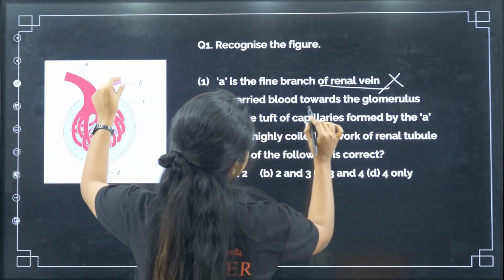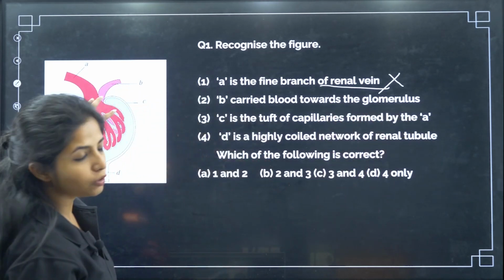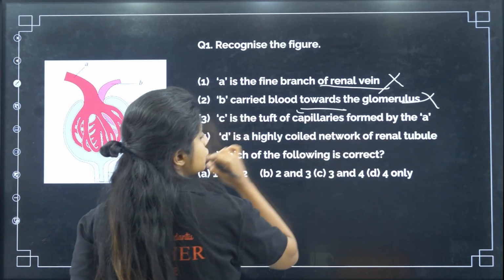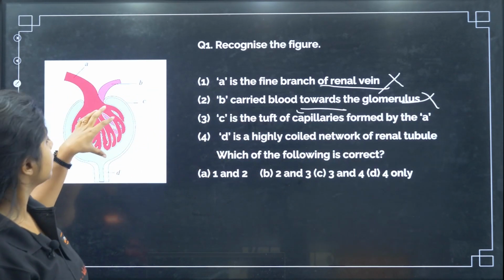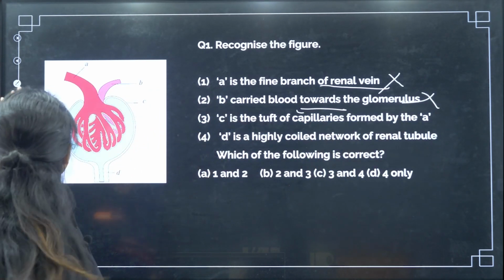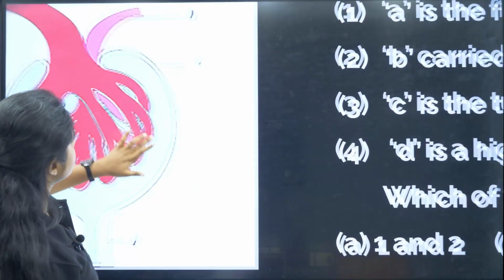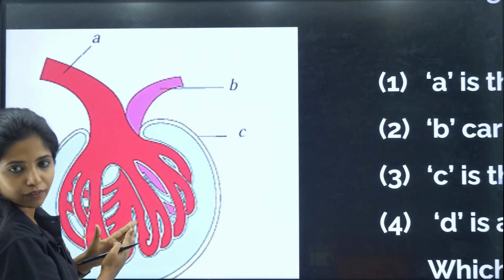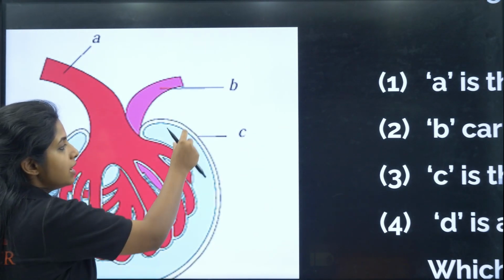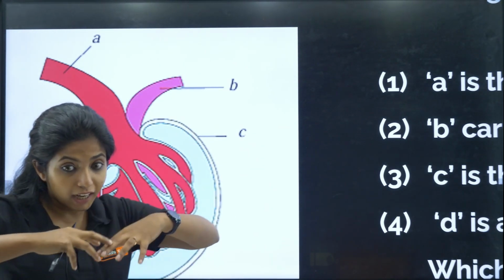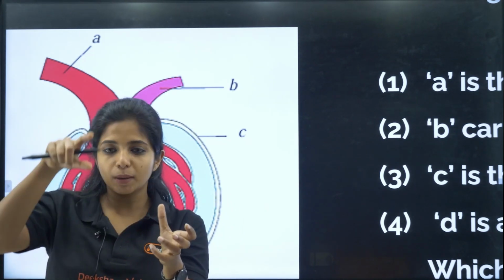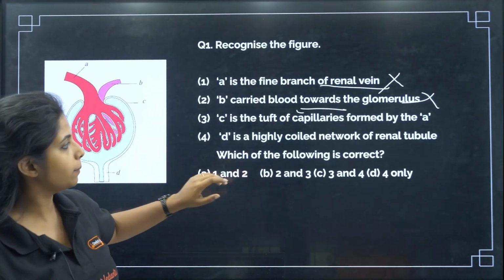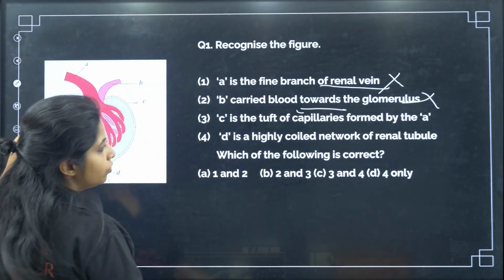Now B carries blood towards the glomerulus. So this is the glomerulus and B is carrying it away from the glomerulus. So I say this is also wrong because here it is mentioned towards. Now C is a tuft of capillaries formed by A. Is that true? Ma'am, I am not able to see what is C. So this is C. Is this the bunch of capillaries? No. The pink colored one is the bunch of capillaries. You call it glomerulus. C is what? The Bowman's capsule. It is a cup-shaped structure. So C is Bowman's capsule, but over here it is mentioned as tuft of capillaries. So I'll say this is also wrong.